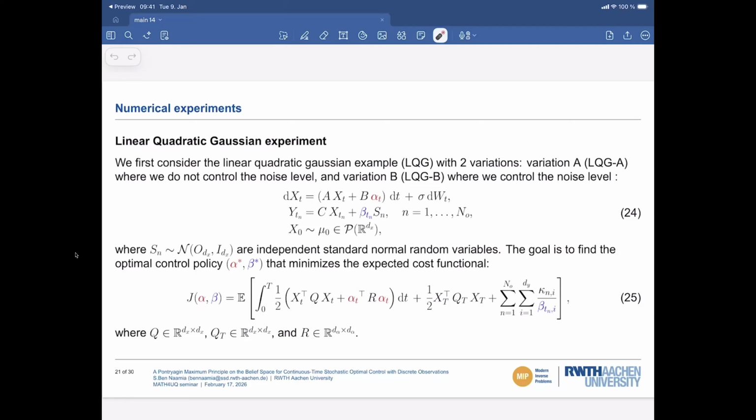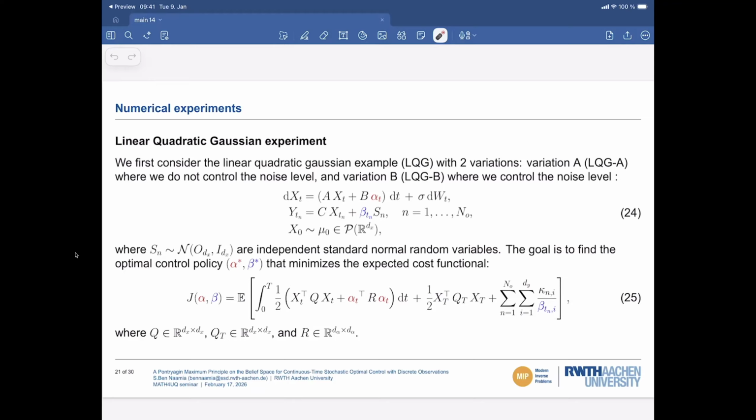So what I want to present right now is some numerical experiments that we have done to compare our work with the separation principle, when it holds and when it does not hold. The first example, which is the most evident, is the linear quadratic Gaussian example. So you have linear dynamics, and you have Gaussianity: x0 follows a Gaussian at the start of the dynamics. And we do two variations, because we cannot use the separation principle in the second variation.